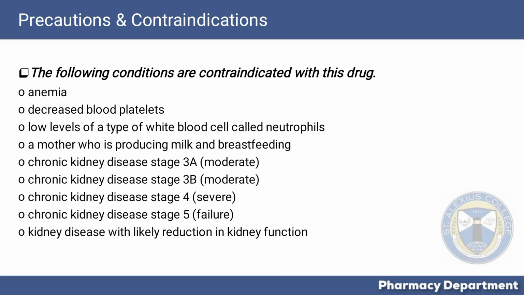So, the following conditions are contraindicated with this drug: anemia, decreased blood platelets, low levels of a type of white blood cell called neutrophils, a mother who is producing milk and breastfeeding, chronic kidney disease stage 3A, 3B, stage 4, stage 5, and kidney disease with likely reduction in kidney function.